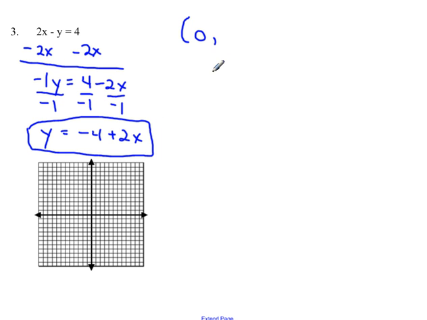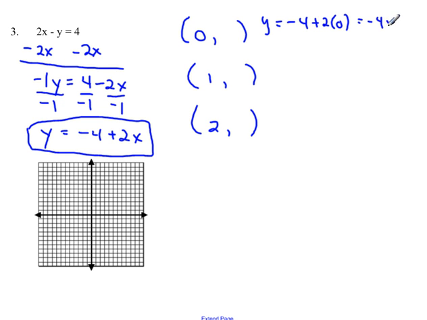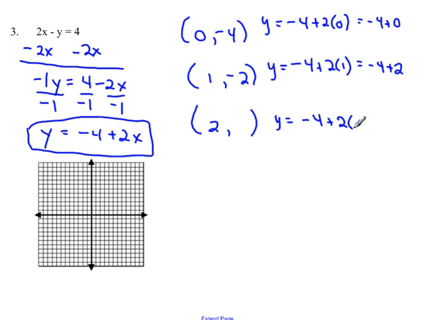Let's plug in the values for x to get our points, 0, 1, and 2. Okay, so plug in 0. Y equals negative 4 plus 2 times 0 gives you negative 4 plus 0, which is negative 4. Plug in 1. Y equals negative 4 plus 2 times 1 gives you negative 4 plus 2, which is negative 2. Plug in 2. Y equals negative 4 plus 2 times 2. That gives you negative 4 plus 4, which is 0.